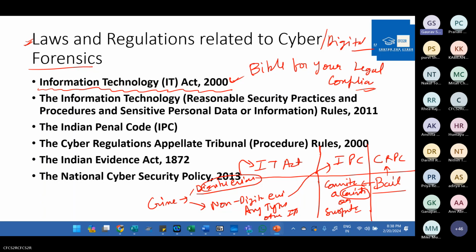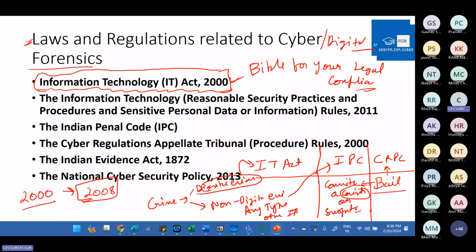Sir, the IT Act was amended in 2006, I think. Actually, the original Act came in 2000, and the first amendment came in 2008. So the IT Act is always 2000, but the amendment is 2008. If I am talking about the IT Act amendment, it is 2008; otherwise the Act is 2000. This is a very important act related to the boundary of India, the law of the land.